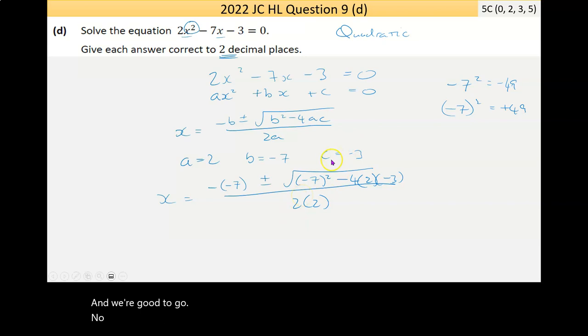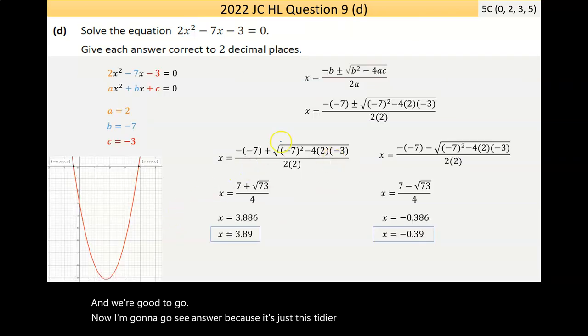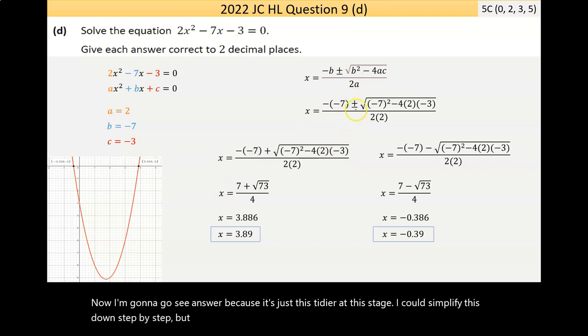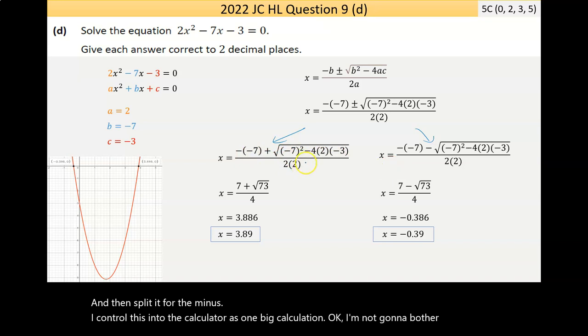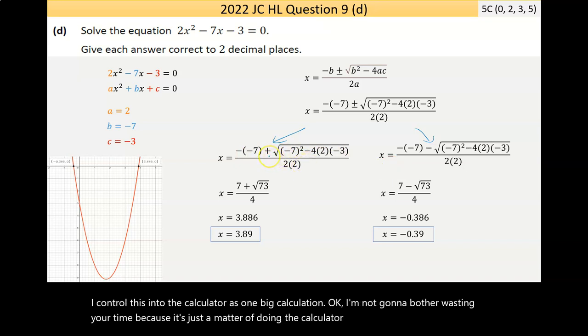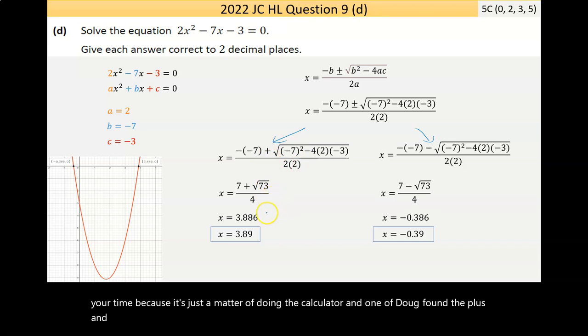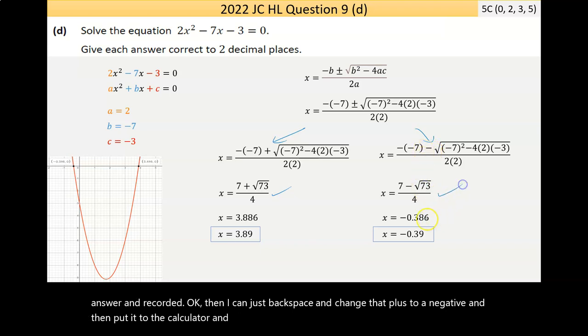Now, I'm going to go to the answer because it's tidier. At this stage, I could simplify this down step by step, but there's going to be two answers here. So I'm going to split this at this point for the plus and then split it for the minus. Now, I can throw this into the calculator as one big calculation. I'm not going to waste your time because it's just a matter of doing it in the calculator. When I've found the plus answer and recorded it, I can just backspace and change that plus to a negative and then put it through the calculator, and I end up with these two values.